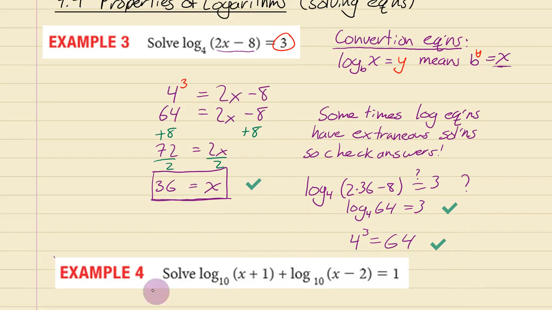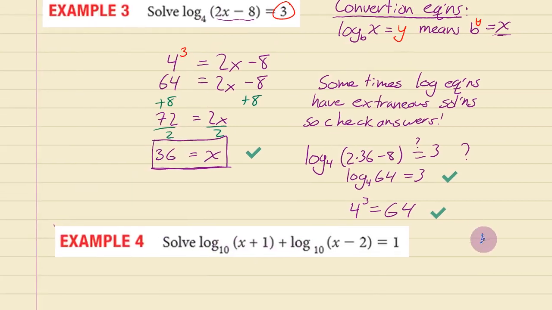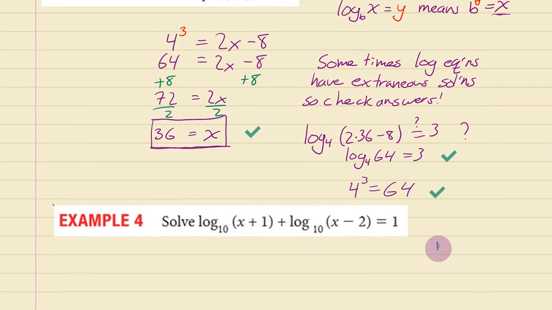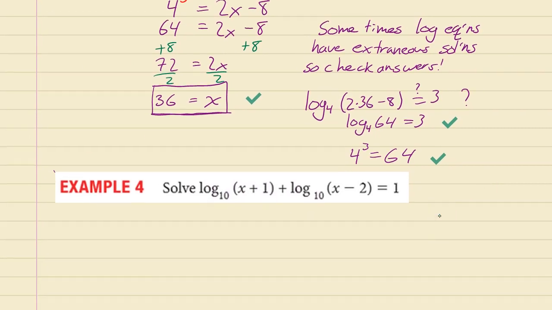Now, in this next example here, here's where the properties of logarithms come in, because this equation right now doesn't just look like log of something equals a number. If it was just like that, log of something equals a number, like this previous one was, then we could do the conversion equations. But this one has 2 logs added together on the other side, so that doesn't have a quick way to convert.